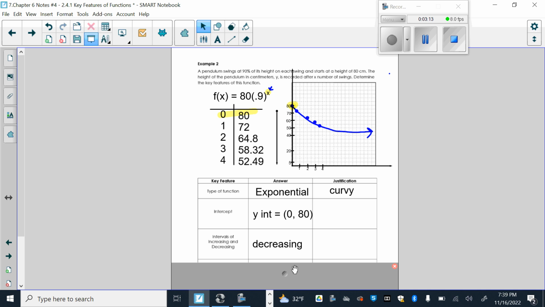Intervals of decreasing and increasing. So for exponential and linear functions, it'll be either or. So looking at our y values, notice they're decreasing, which we can see in the table, going from 80 to 72 to 64.8 to 58.32, as well as in the graph, we can see that curve going down. We have a decreasing function. We also can see that it's only swinging to 90% of its height each swing, so it's decreasing by 10% each swing.